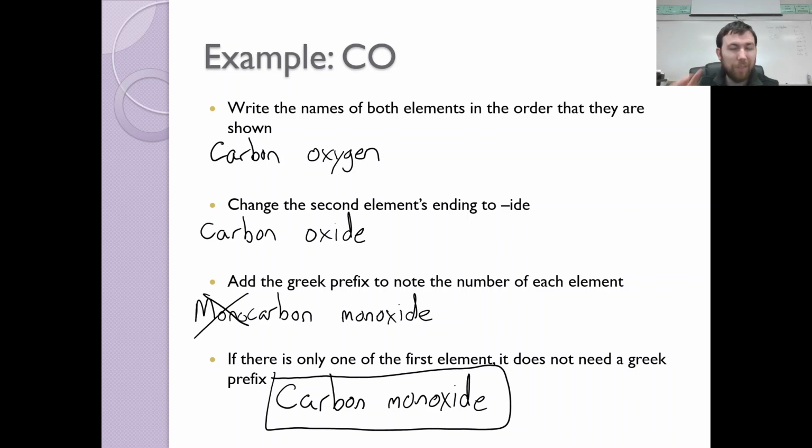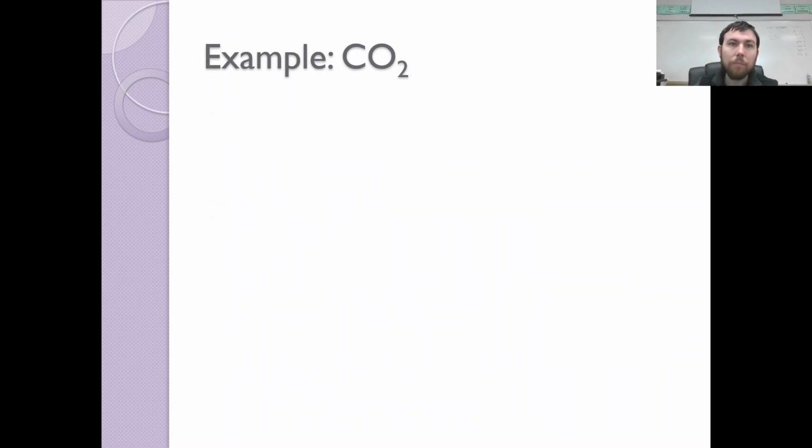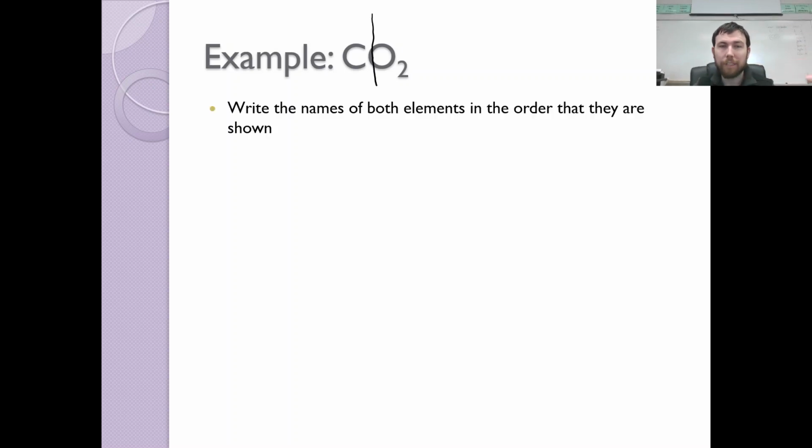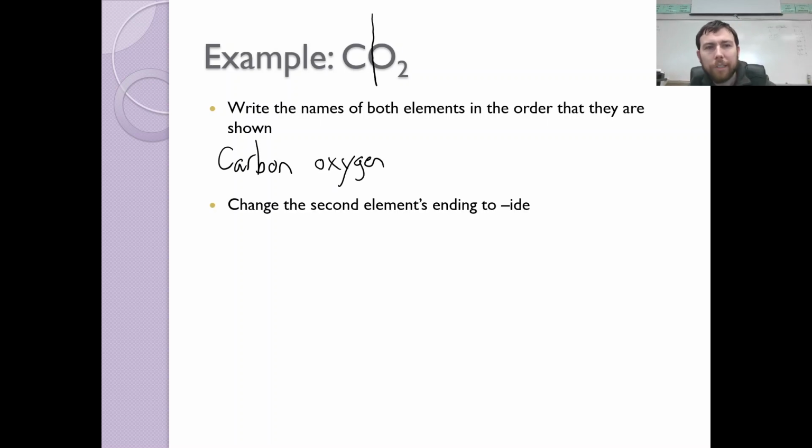Hopefully that makes sense. Let's take a look at our last example here. CO2. So again, we want to do the same thing. We want to identify, are there two nonmetals? Yes. And then we want to split the chemical formula in half. So you got C and O, so we can identify the two elements. First things first, write the names of them. So we got carbon and oxygen again. Change the second to IDE. So we got carbon oxide.